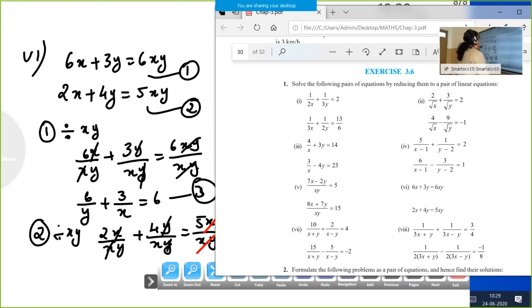10 divided by x plus y plus 2 divided by x minus y is equal to 4. 15 divided by x plus y minus 5 divided by x minus y is equal to minus 2.